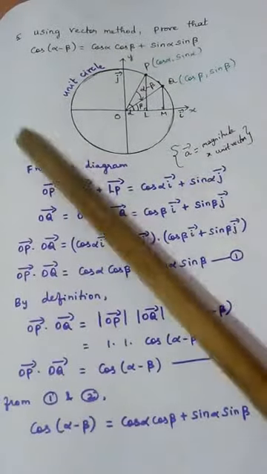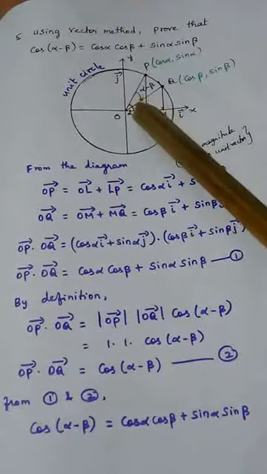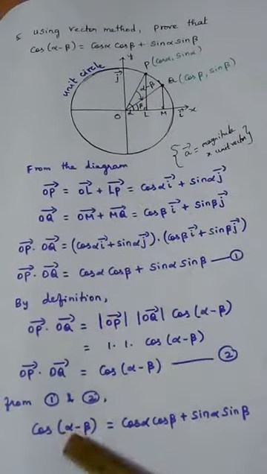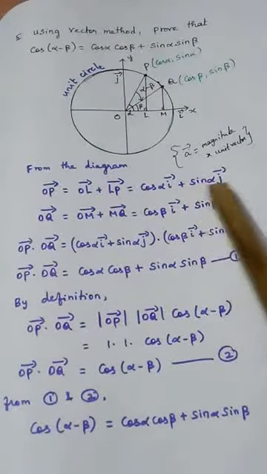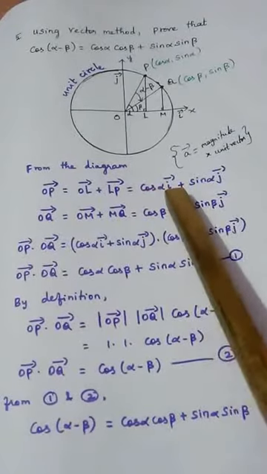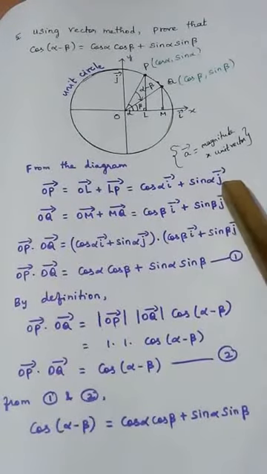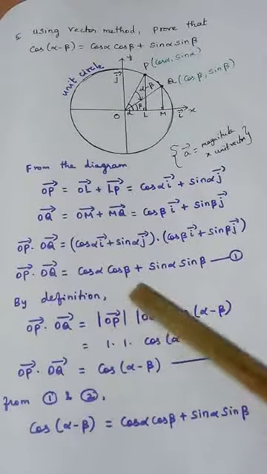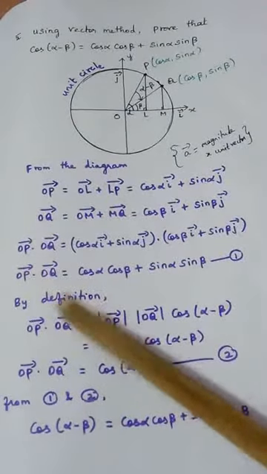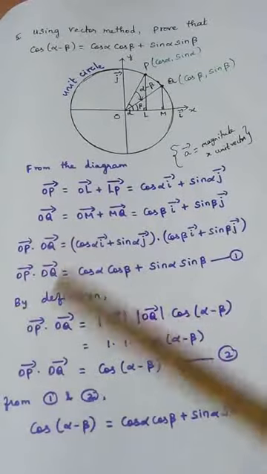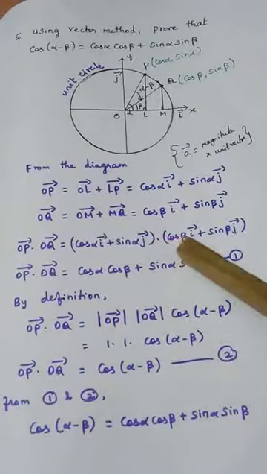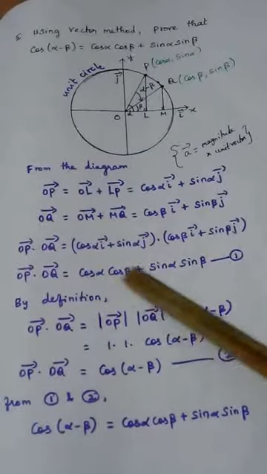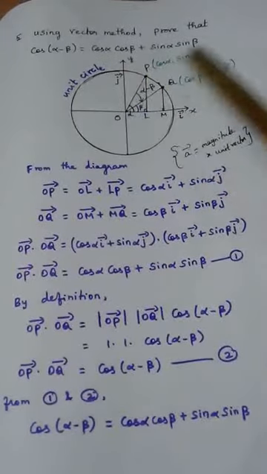So try to understand the diagram carefully. If you understand the diagram, these things are easy. You should also remember what is magnitude into unit vector. This is dot product. So first equation, second equation, by formula we are getting one answer. Since both are OP dot OQ, we are saying RHS are equal. So cos(alpha minus beta) equal to this, which is nothing but the proof, right?